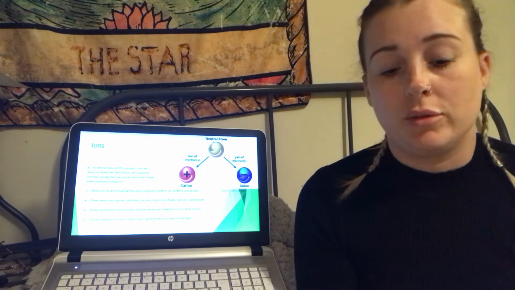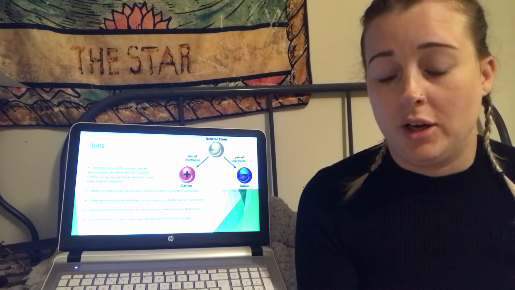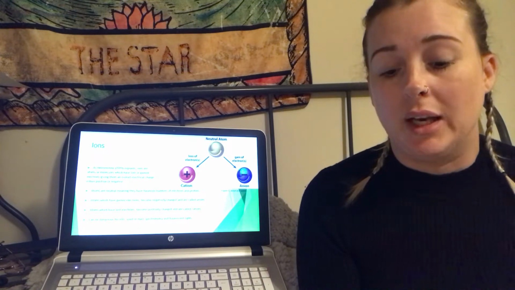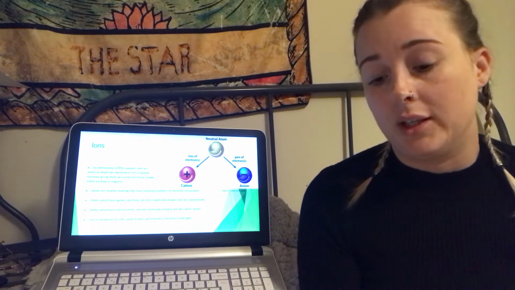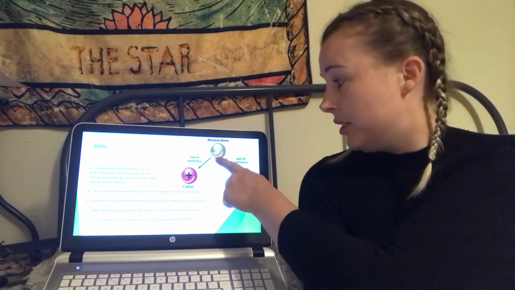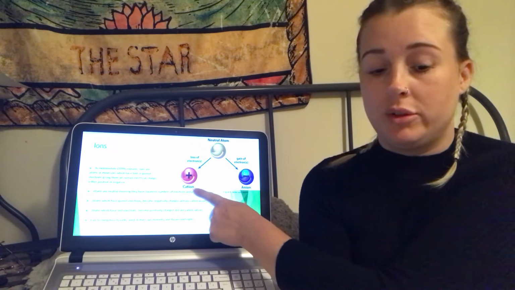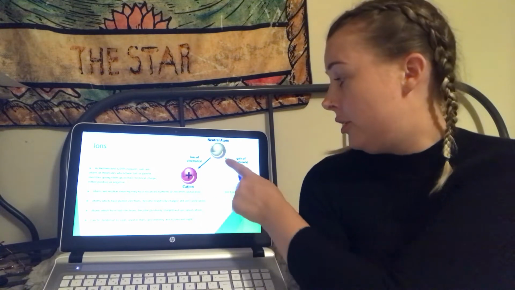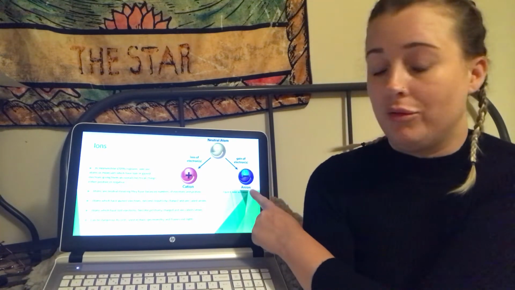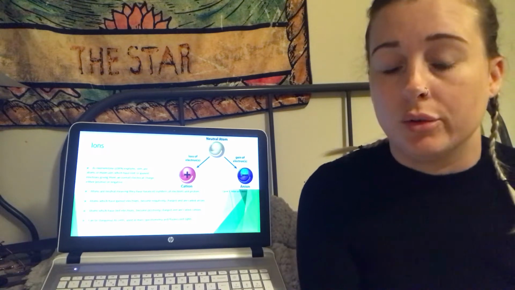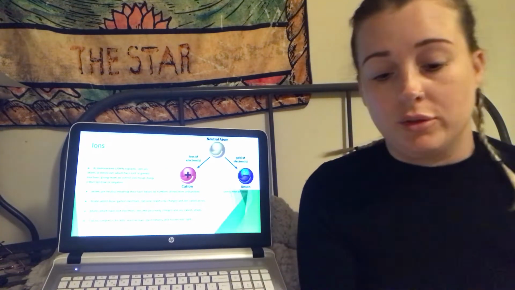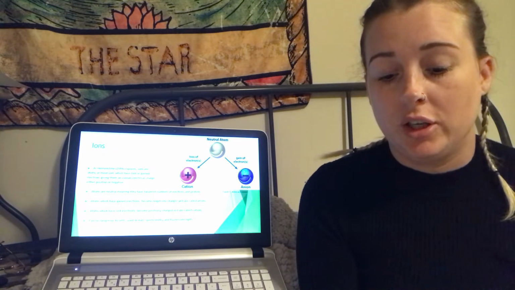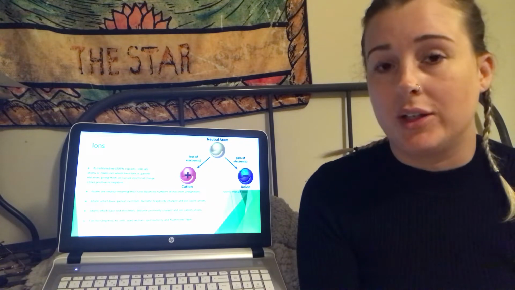So what are ions? Ions are atoms or molecules which have lost or gained electrons, giving them an overall electrical charge, either positive or negative. So here's a neutral atom. If you lose electrons, you become more positive, and that makes a cation. If you gain electrons, you become overall more negative and you become an anion. But both of these are ions. So atoms are generally neutrally charged, meaning they have balanced numbers of electrons and protons.